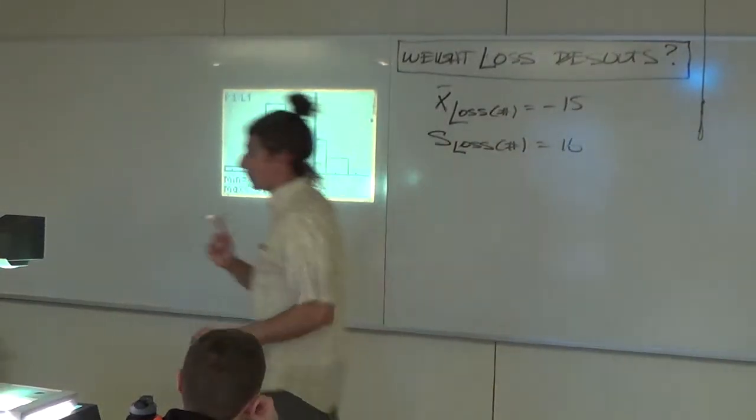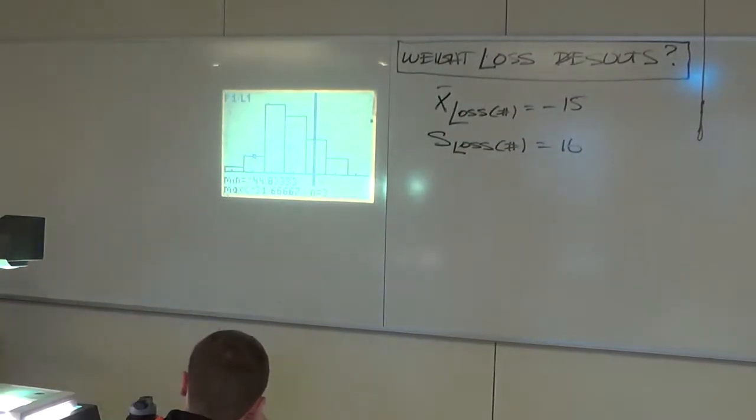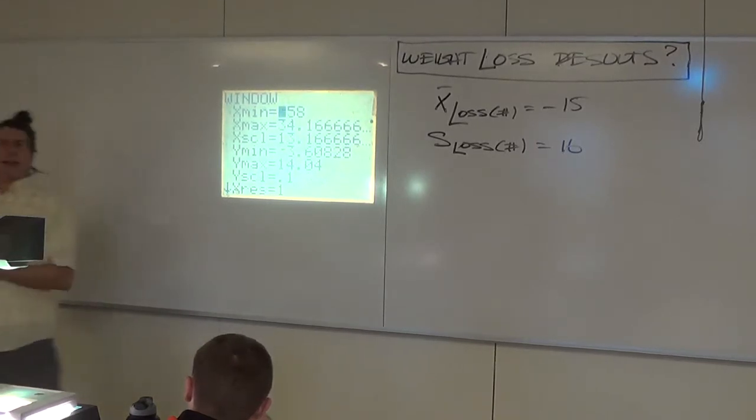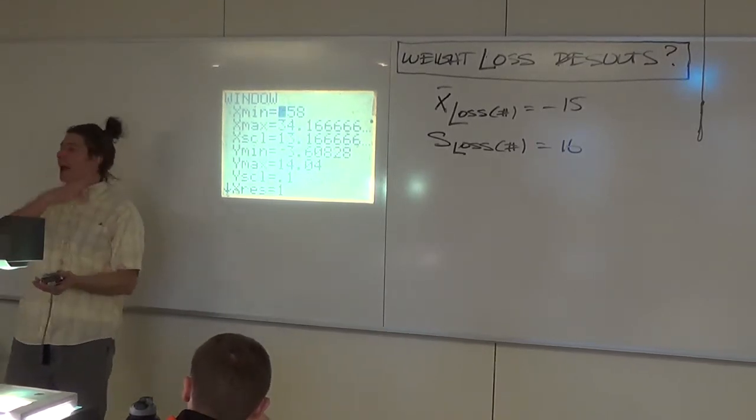Press your window button, which is directly left of zoom, and it'll look like this. That is your window button. What I usually do is go into this window. I always start with zoom 9, because that saves me the effort of getting in the ballpark, and then I refine in this window.